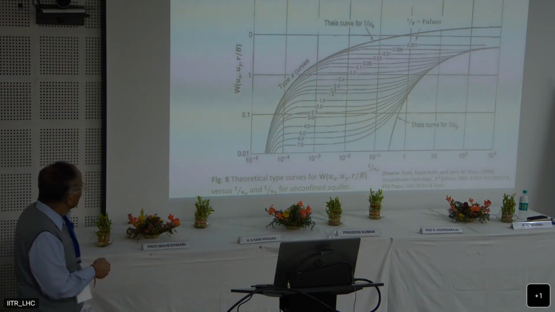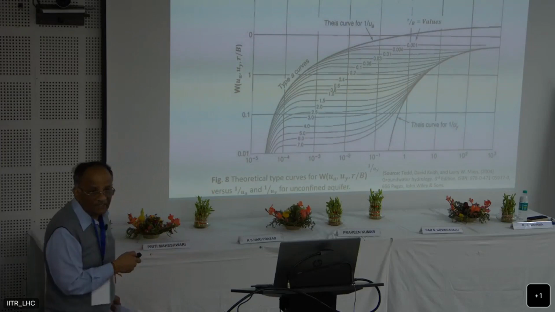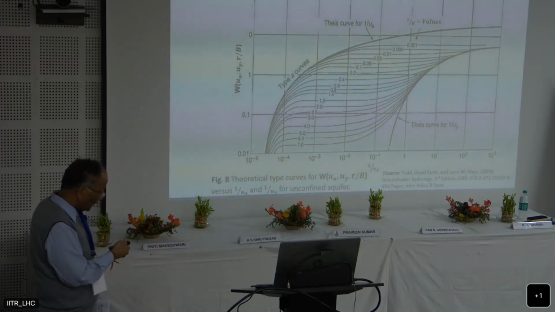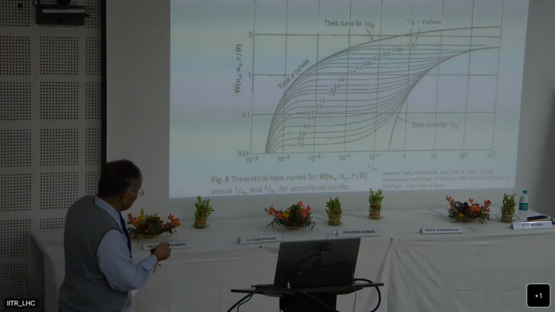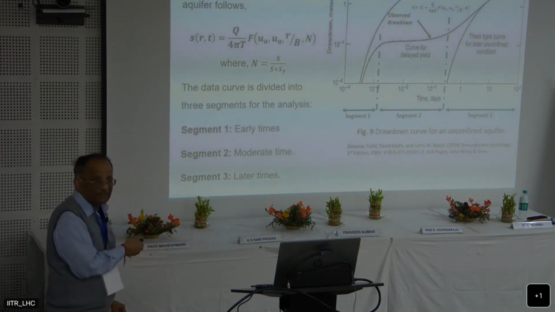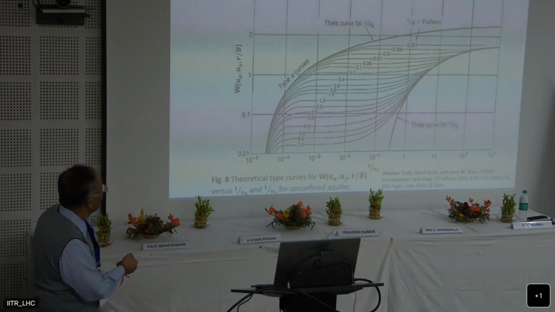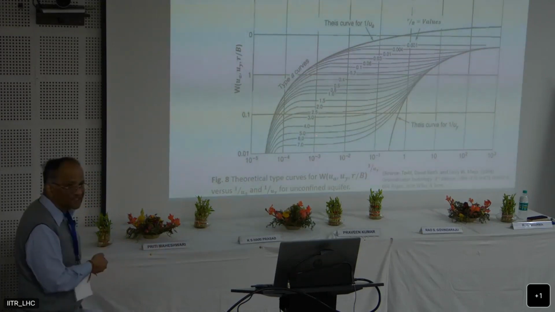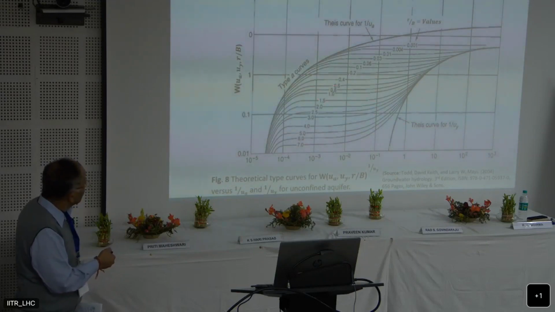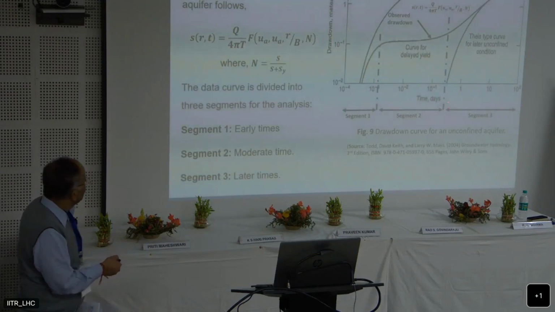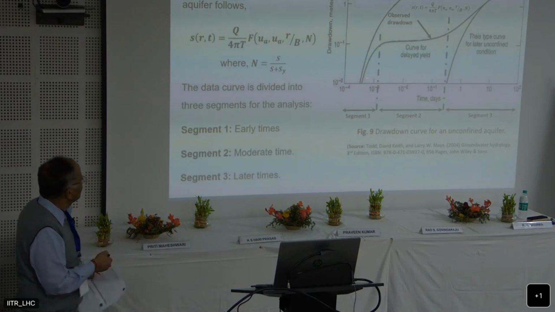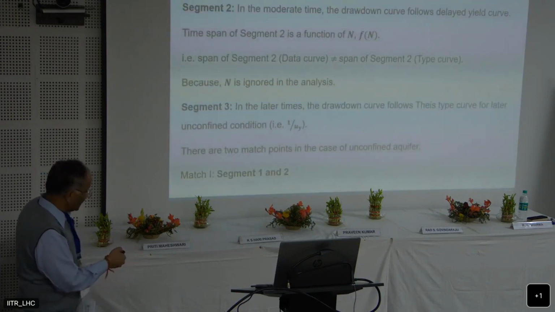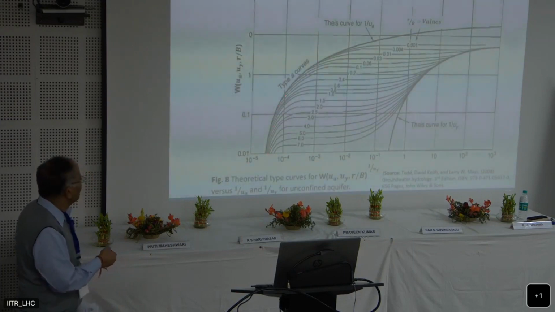To estimate T, S, Sy and alpha, it is not a simple procedure as in confined aquifers. First you plot the curves. This is what we call a type curve for an unconfined aquifer. You plot it on a tracing sheet, which is available. Then you plot time versus drawdown. When you superimpose that on this, it will be following only one of these curves.